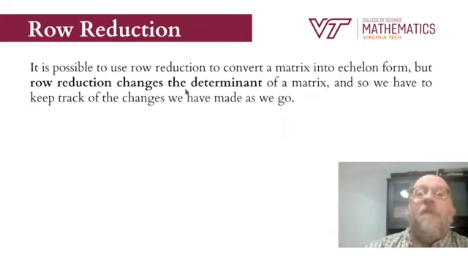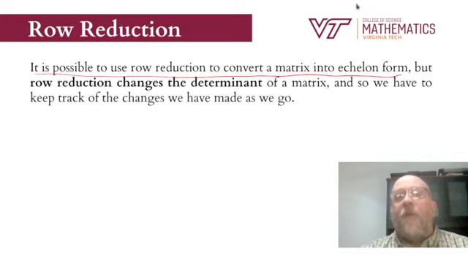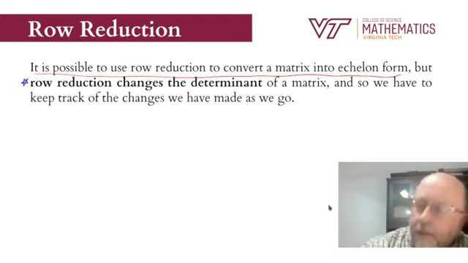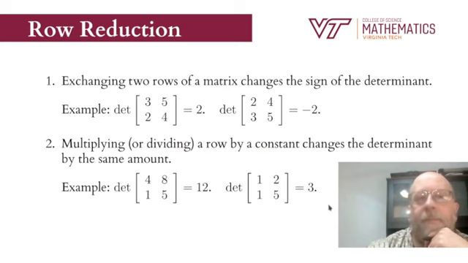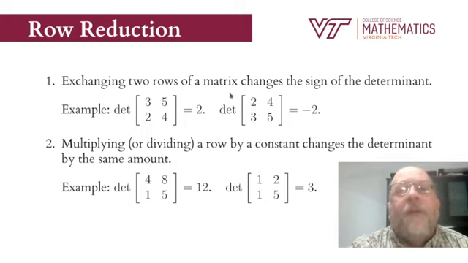If the matrix is not in echelon form, we can row reduce. It is possible to use row reduction to convert a matrix to echelon form. But there's a price to pay. Row reduction changes the determinant of a matrix. And so we have to keep track of those changes that we've made as we go. So let's talk about how row reduction changes determinants. First of all, if we switch two rows of a matrix, then that changes the sign of the determinant.